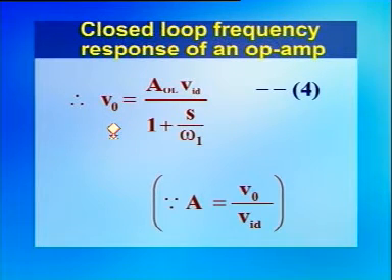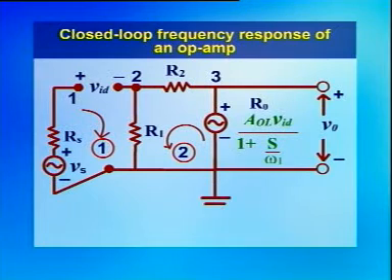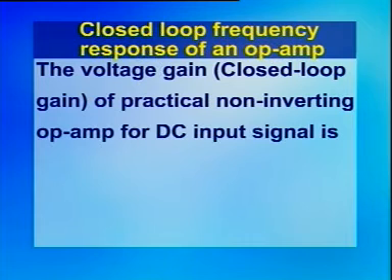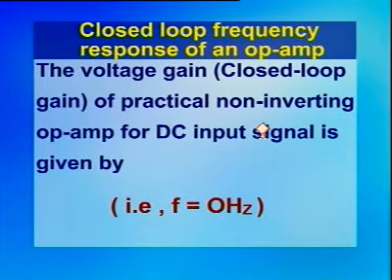This is the Laplacian operator. Therefore, V naught equal to AOL VID by 1 plus S by omega 1, since A equal to V naught by VID. The controlled source AOL VID by 1 plus S by omega 1 in figure 3C depends on frequency of operation.